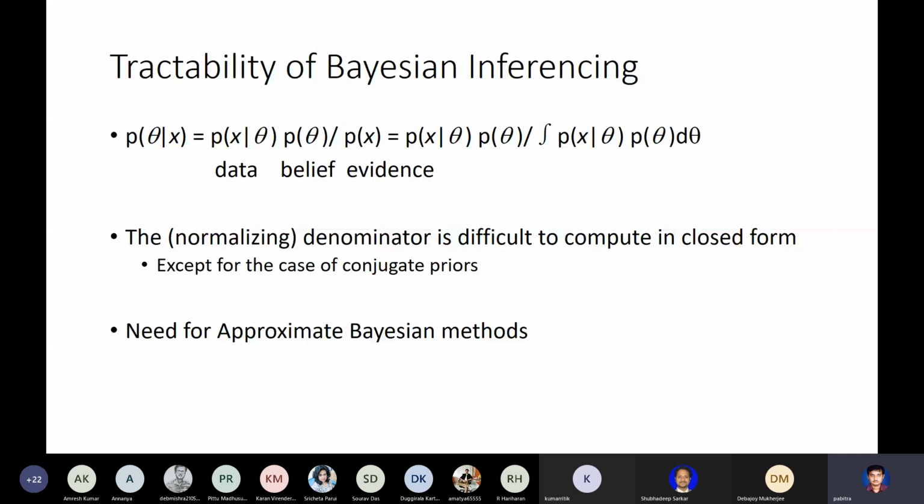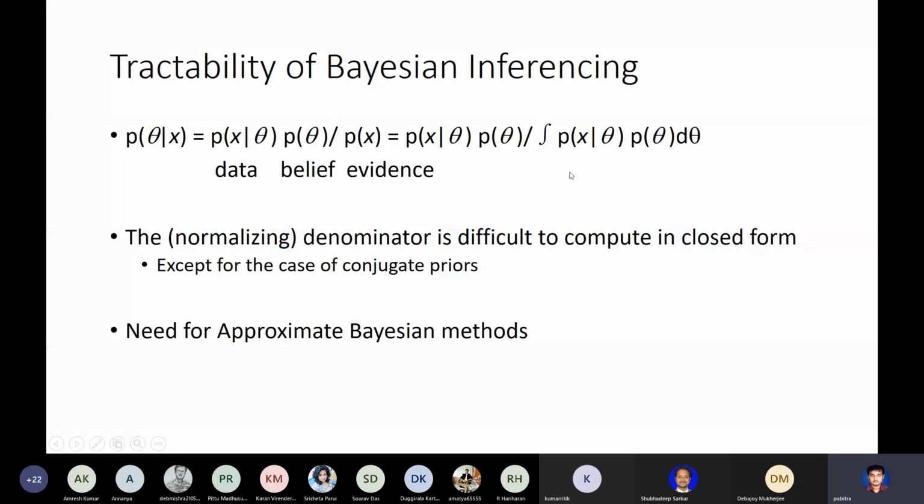Okay, so the situation is slightly better if the prior and the posterior are conjugates. That means the functional form of the posterior turns out to be the same as that of the prior. So, for example, if the prior is a Gaussian, the posterior is also Gaussian. These are what we call conjugate priors. Then it can be shown that it becomes a closed form expression, and things are easier to compute.